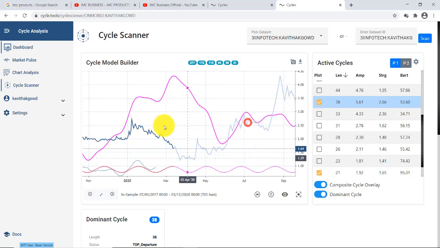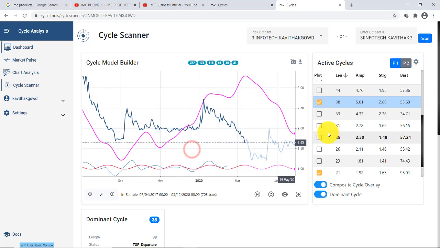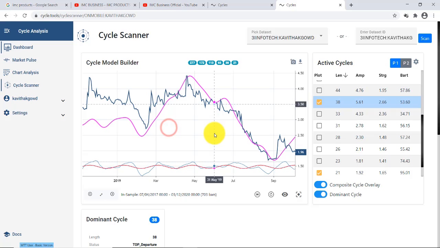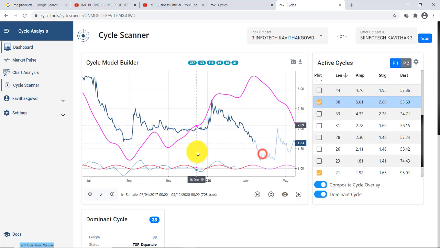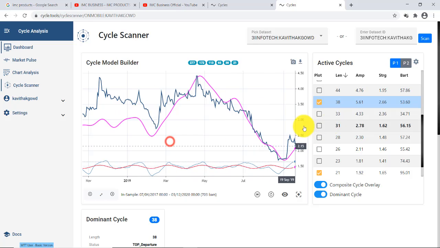See, it is representing like this. We cannot consider this as accurate. Here it is accurate, here it is accurate, but it seems the cycles have changed from here.